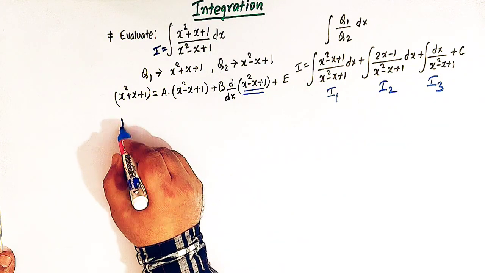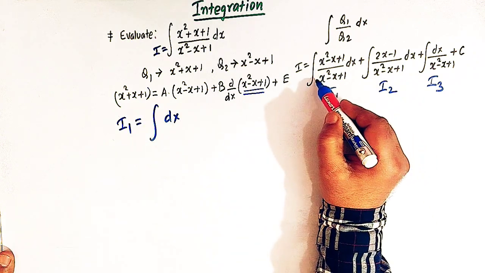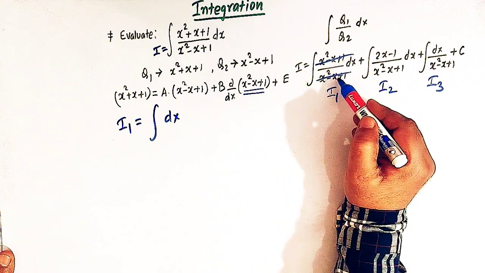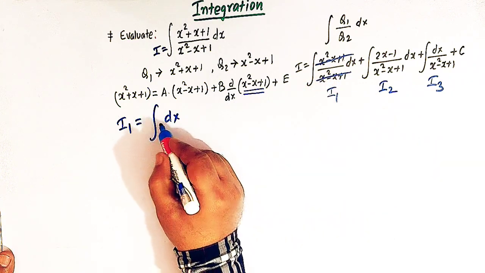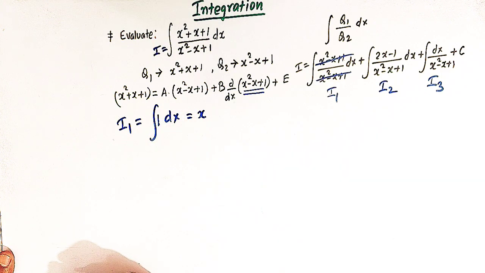So the value of I1 is given by simply dx, because see here this term and this term get cancelled because both the terms are identical, and the integral we have 1 dx, that is simply equal to x, right?